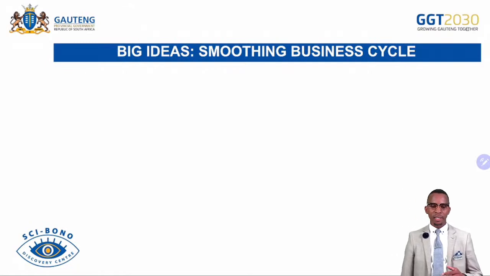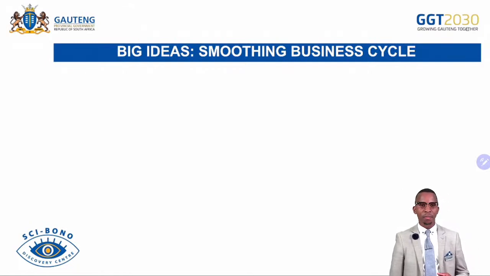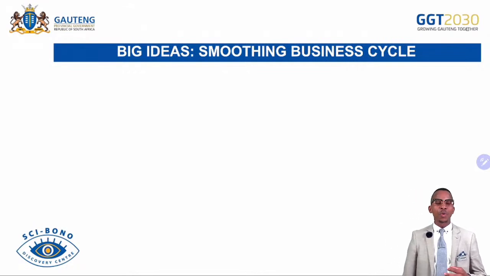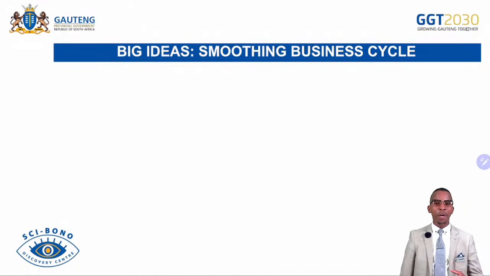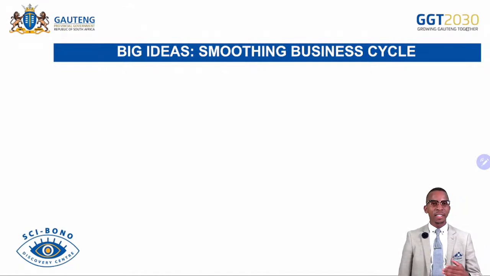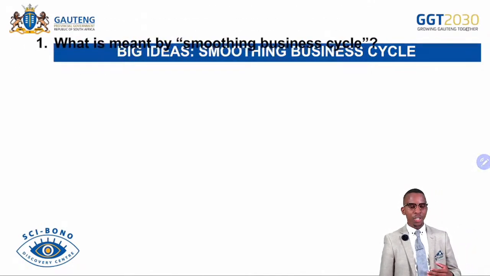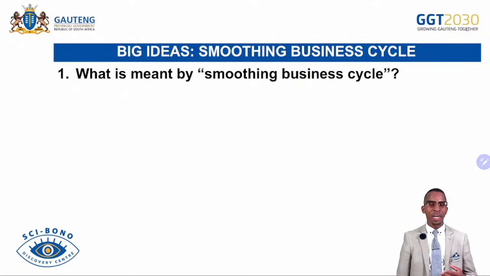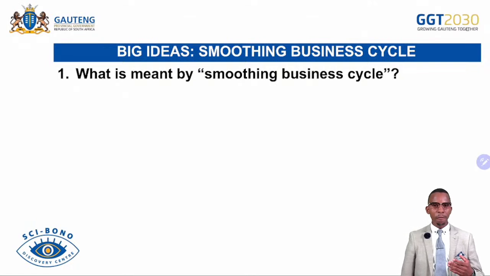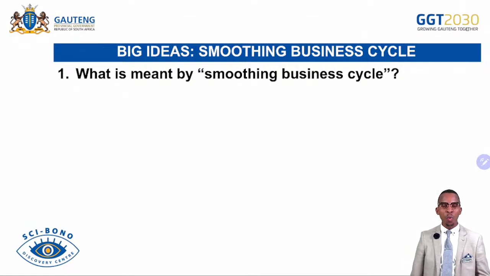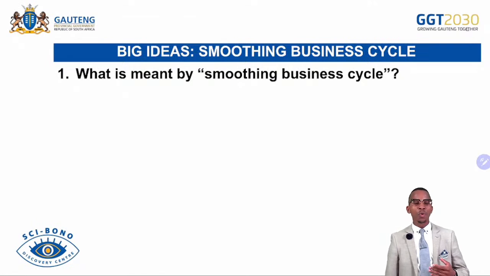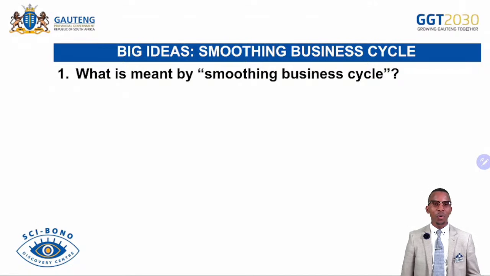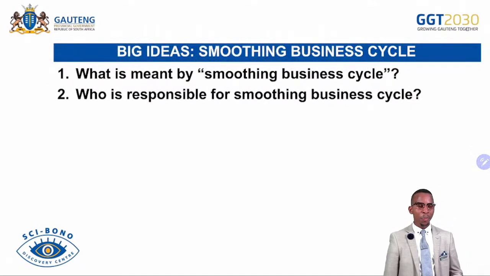The following are the bigger ideas of this lesson, which is smoothing the business cycle. Bigger ideas, in this case, are those questions that will provoke a learner to understand the lesson slowly but surely. They give steps to the understanding of the lesson. The following questions will lead you as a learner to understand this lesson. Firstly, if we say we are smoothing the business cycle, it is very important for you as a learner to know what is meant by smoothing the business cycle. Because if we simply come to you as teachers and tell you smoothing the business cycle, at times you don't even understand what that is. So it's very important for you to be informed about the meaning of smoothing the business cycle.